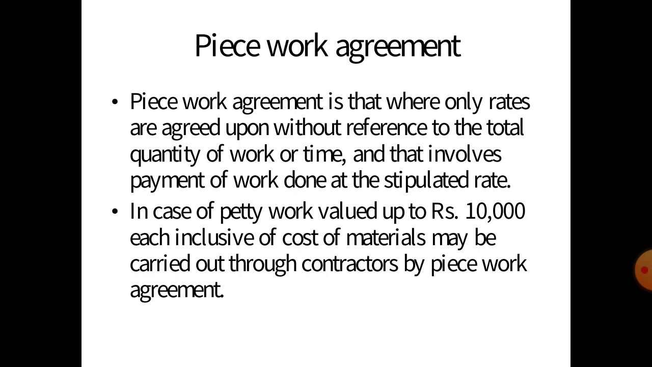Now the next type of contract is the piecework agreement. A piecework agreement is one where only rates are agreed upon, without reference to the total quantity of work or time, and that involves payment for work done at the stipulated rate. In case of petty work of value up to 10,000 rupees, inclusive of the cost of material, it may be carried out through the contractor by piecework agreement.